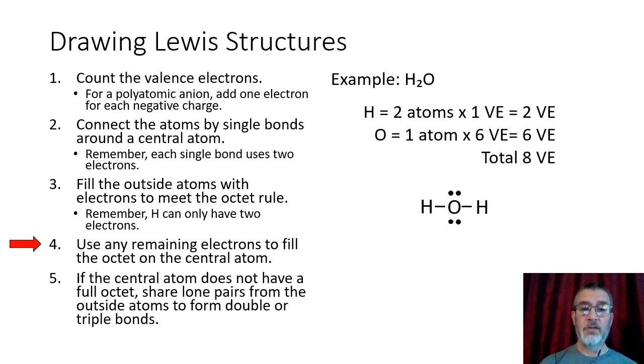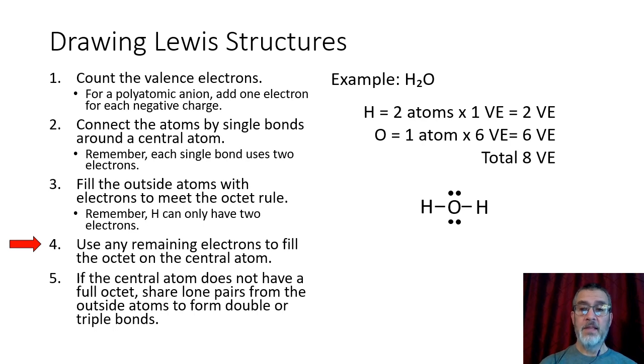So the remaining electrons I'm going to use to fill the octet around the central atom. I had used 4 electrons already with the bonds between the hydrogen and the oxygen, so that left me with 4 more electrons. So I'm going to put those in pairs around the central atom. So that's 5, 6, 7, 8. So you can see I've used a total of 8 electrons, and those are the 8 valence electrons that I need.